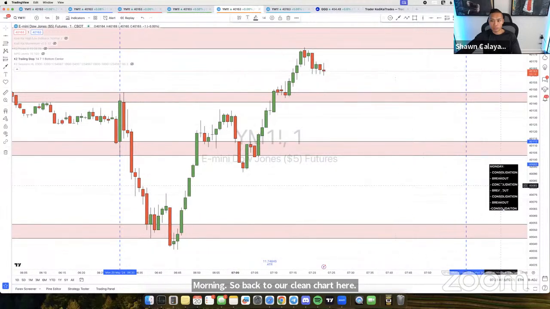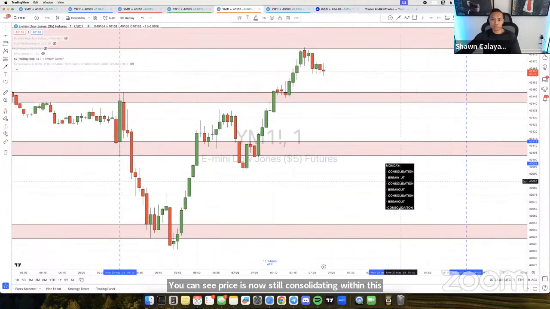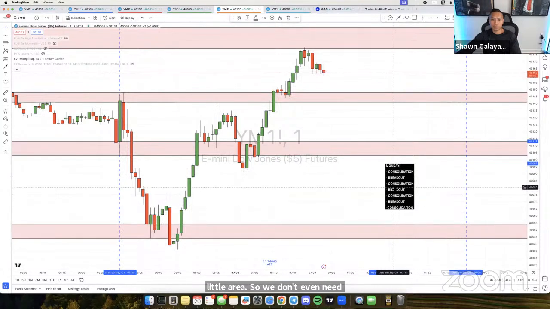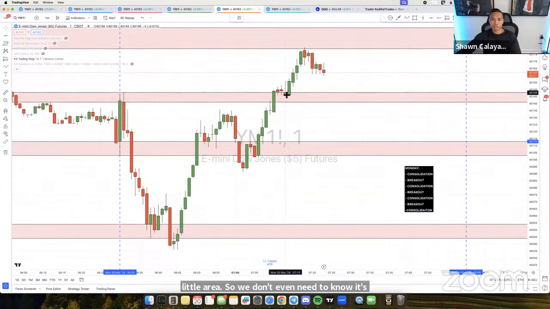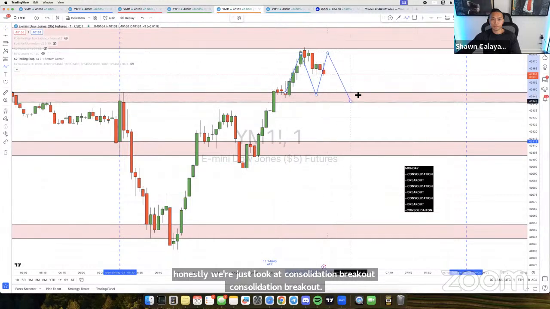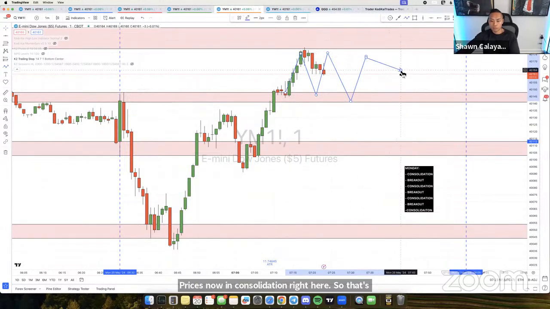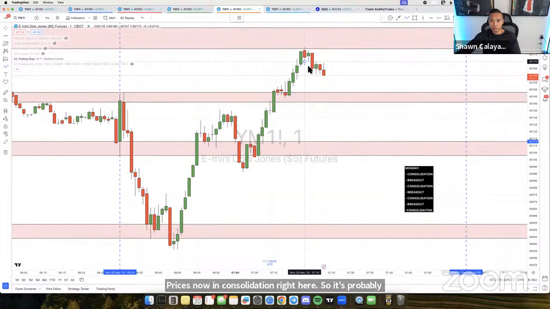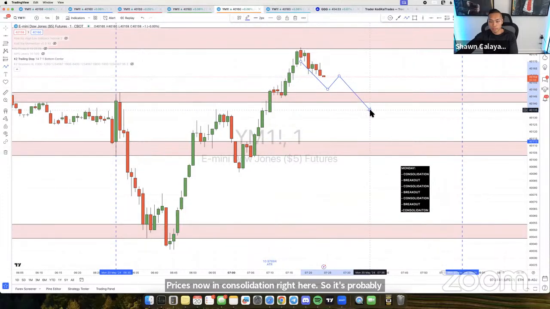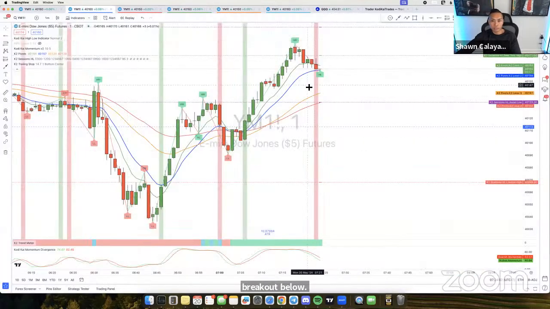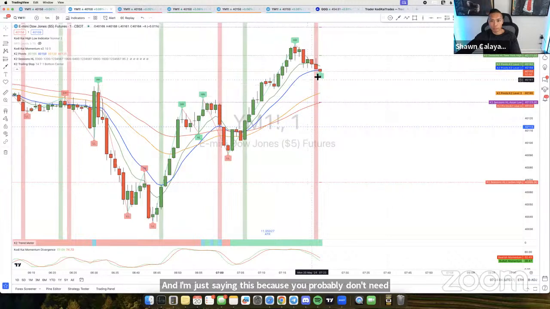So back to our clean chart here, you can see price is still consolidating within this little area. So we don't even need the notes, honestly. We'll just look at consolidation, breakout, consolidation, breakout. Price is now in consolidation right here, so it's probably going to break out. So here's the thing. If we have the breakout below, and I'm just saying this because we probably don't need the trend. You know how we're looking out for the trend pretty much every time? We probably don't need the trend. We just need to look for the breakout.